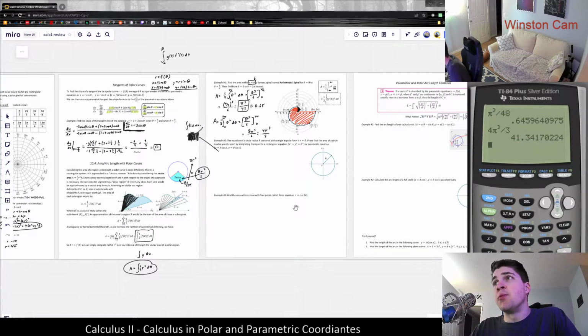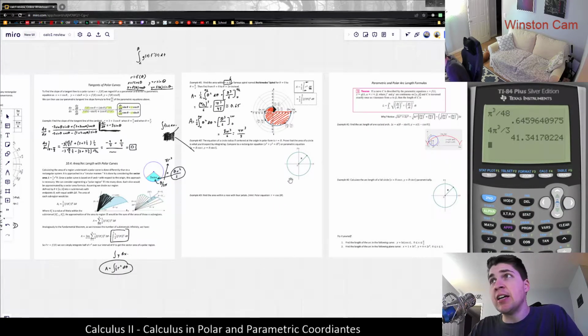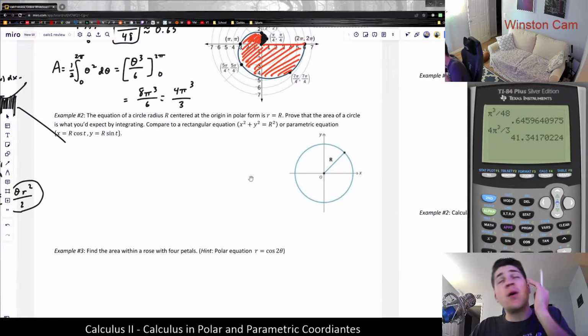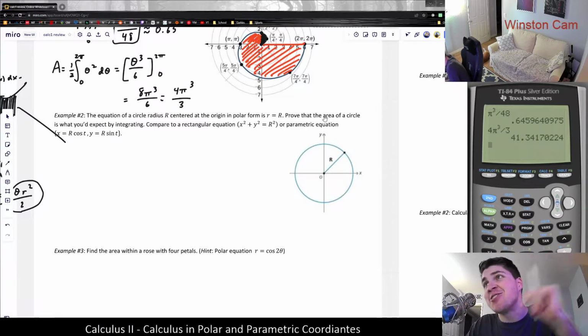Let's do a couple more examples of calculating the area based on polar equations. So example number 2 from our lecture notes says the equation of a circle of radius R centered at the origin is the equation little r equals capital R. So essentially, let's assume we're dealing with the equation of a circle, and we want to know the area within the circle.